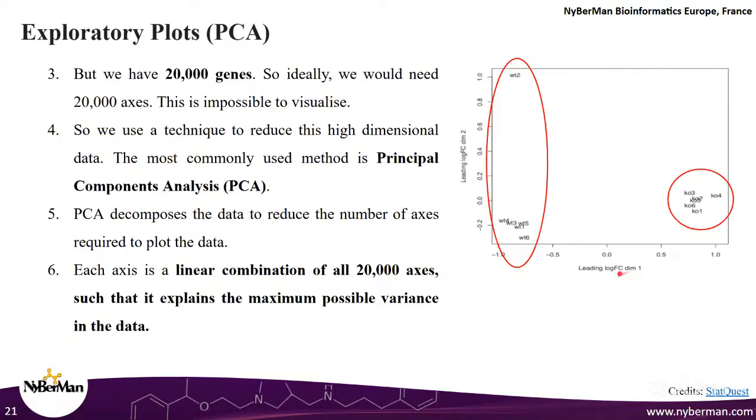Okay, so each principal component or each axis is a linear combination of all 20,000 axes, such that it explains the maximum possible variance in the data. Or in other words, you can imagine that each axis contains information from all of the 20,000 dimensions, such that it tries to maximize the amount of information it can gather. In very, very simple words, I don't expect you to understand the math behind PCA.